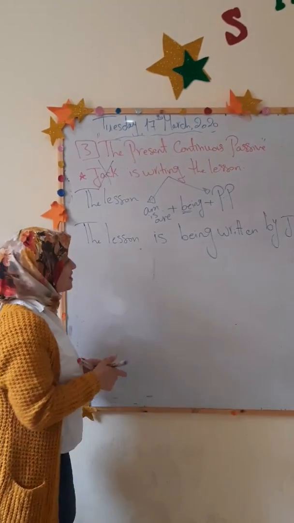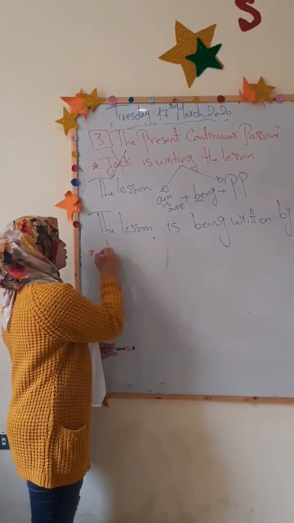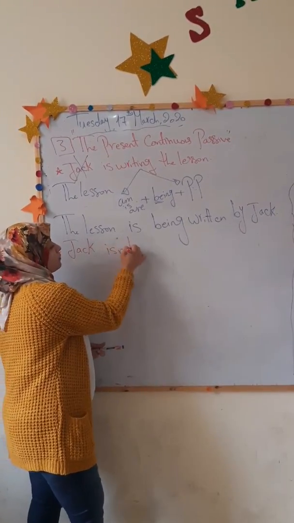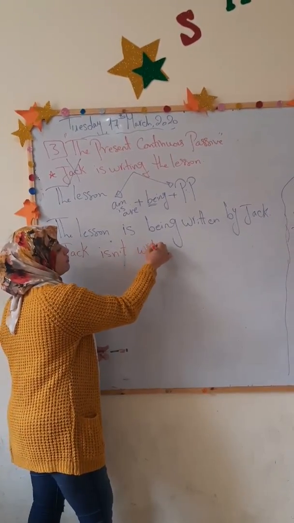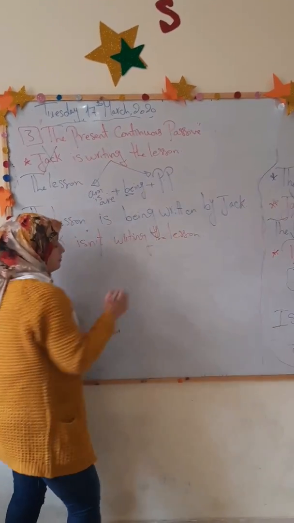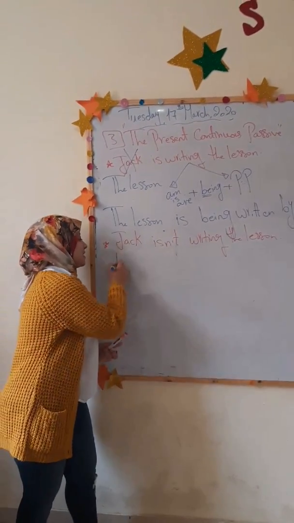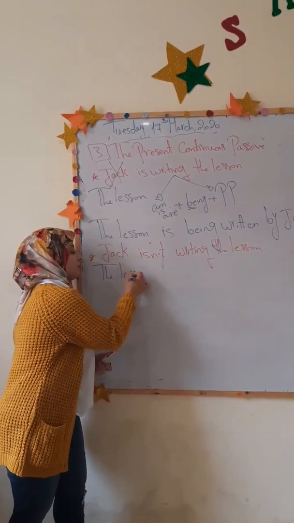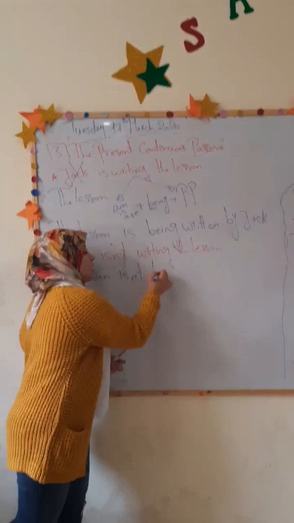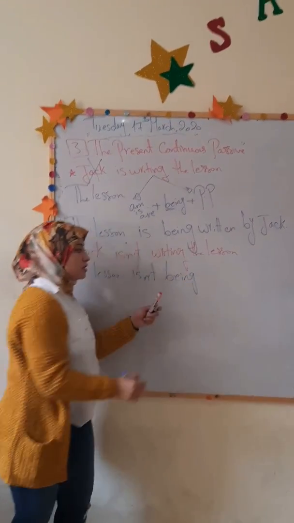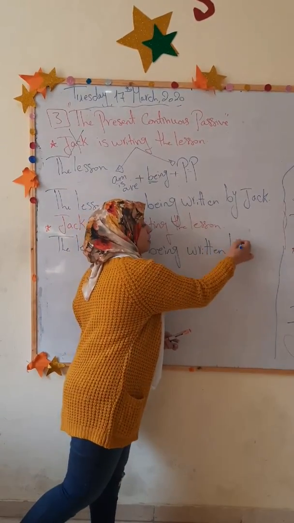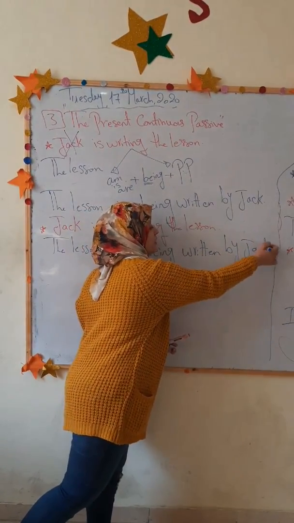And again, if I give you a sentence negative, so Jack isn't writing the lesson, okay? So it will be the lesson isn't, keep it negative as it is, and then you will add being because it's continuous, and then the past participle here, and then by Jack.